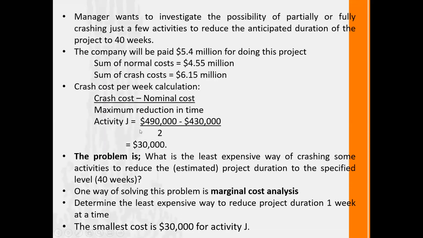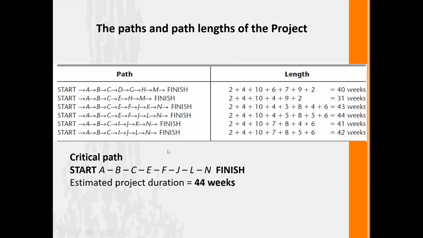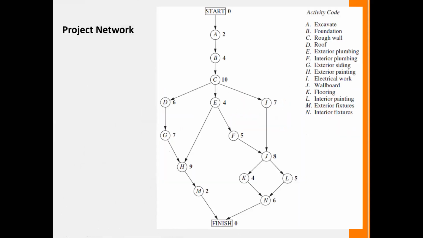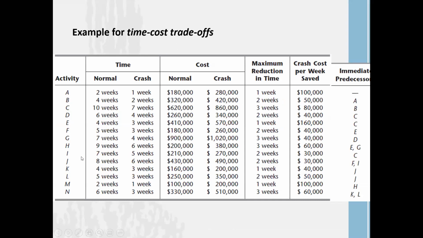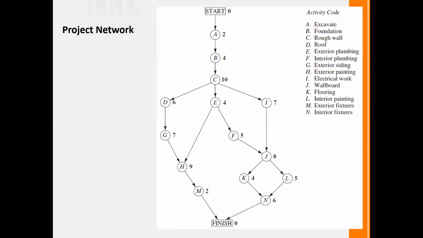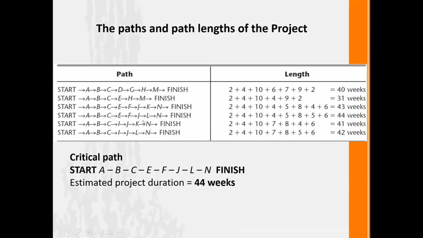Then, we need to find out which activity is going to be crashed with the minimum additional cost. Based on our table calculation, we identify that activity J and activity I have the lowest crashing cost per week. Here in our critical path, J is included but not I. Therefore, we forget about activity I.